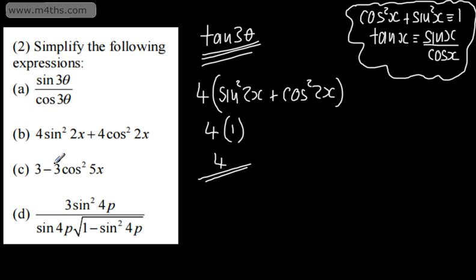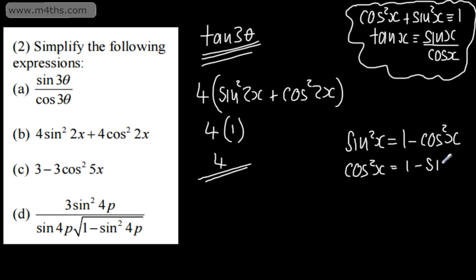Okay, this one right here doesn't look like anything we've seen before. Now, if cos squared x plus sine squared x is equal to 1, we can manipulate this. We can write that sine squared x gives us 1 minus cos squared x, just rearranging. We can say that cos squared x gives us 1 minus sine squared x. So all I'm doing is manipulating these identities.